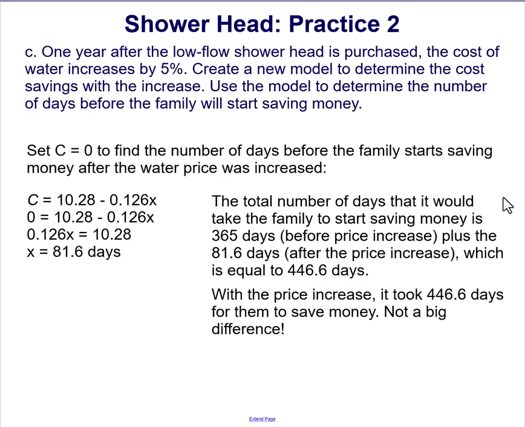So the total number of days that would take the family to start saving money is 365 days before the price increase, plus the 81.6 days after the price increase. Adding those two together, we find out that's equal to 446.6 days. With the price increase, it took 446.6 days for them to save money. Not that big of a difference compared to our previous model.